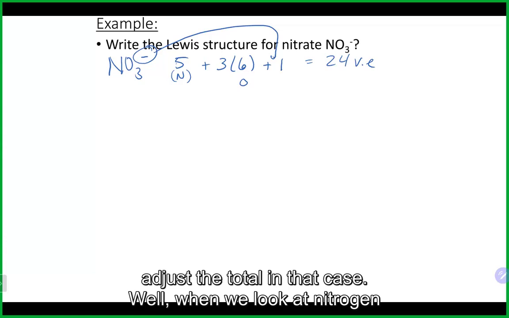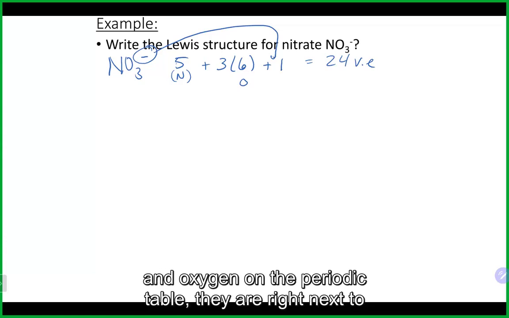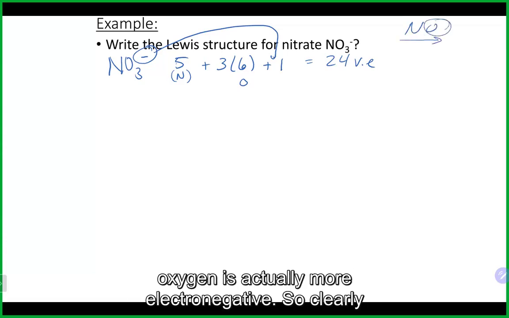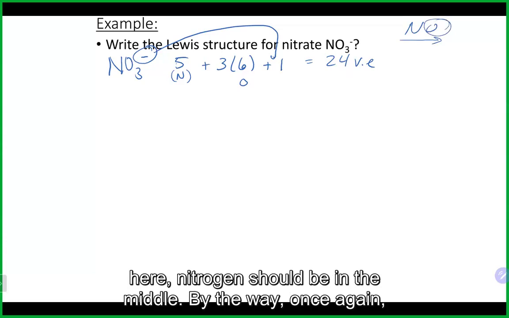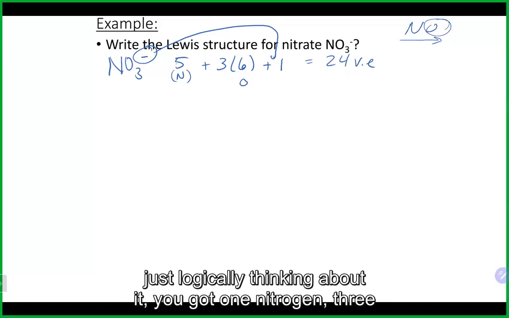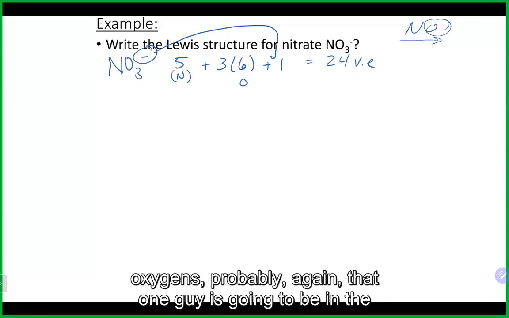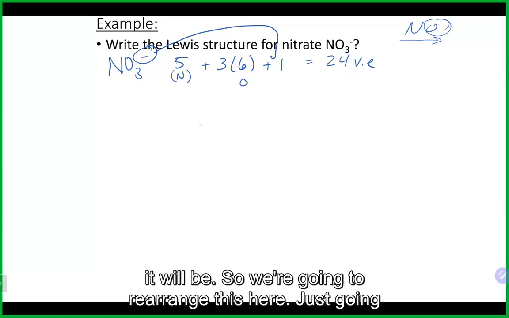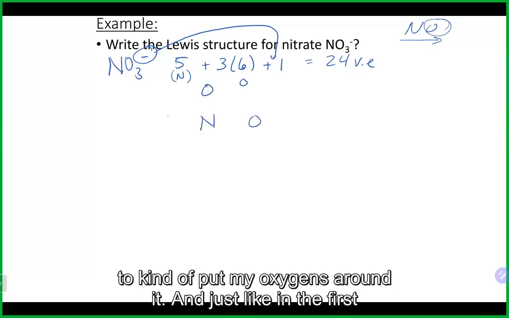Well, when we look at nitrogen and oxygen on the periodic table, they are right next to each other in the same period, which means if we go this way, oxygen is actually more electronegative. So clearly here, nitrogen should be in the middle. By the way, once again, just logically thinking about it, you got 1 nitrogen, 3 oxygens. Probably that one guy is going to be in the middle in most cases, not always, but in a lot of cases it will be. So we're going to rearrange this here. Just going to put my oxygens around it.